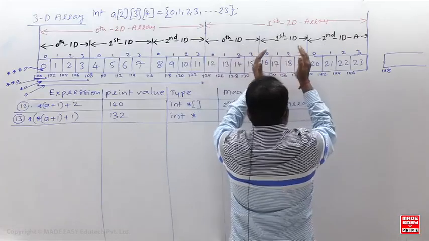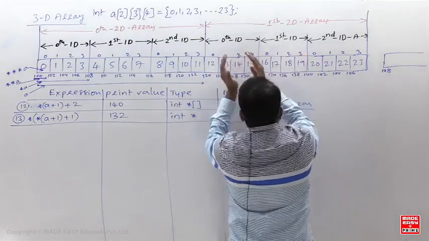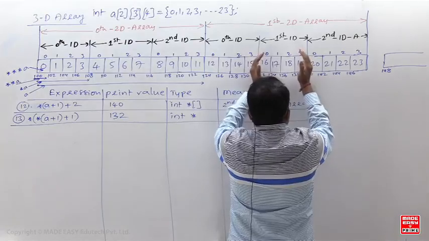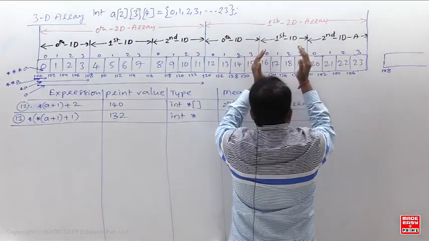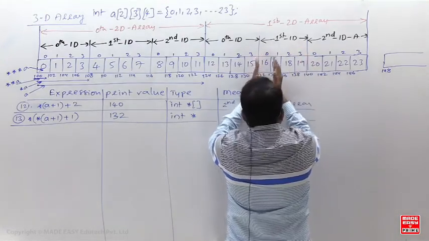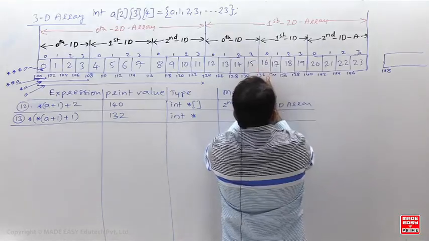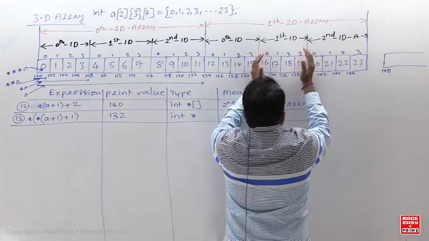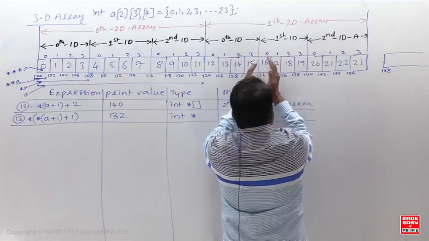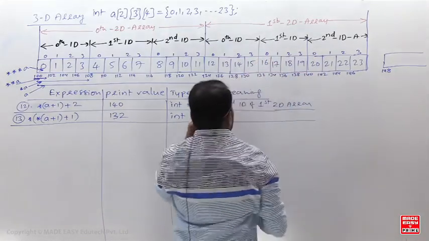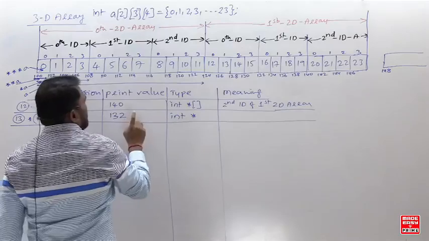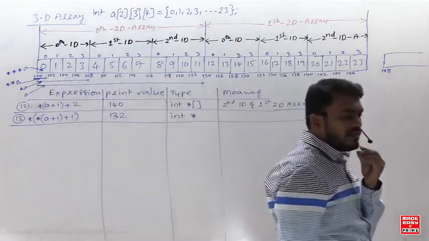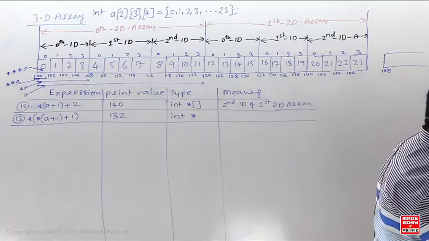A plus 1 whole star plus 1 means you jump according to the 1D array size plus 1, and you come here. It is pointed to this. If I apply star, it will go to the element and point to the element. Star means it goes inside the first 1D array, so it will point to the element. So it prints 132, and the type is int star. Very good. 90% are giving the right answer.